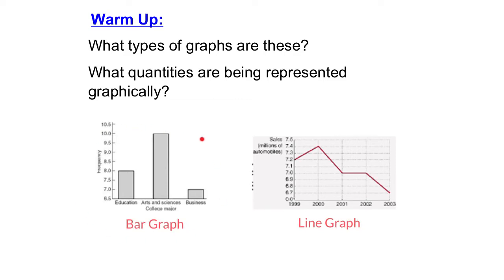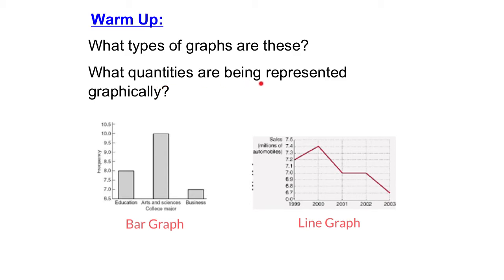So this is an example of a bar graph. Hopefully you got that one, and you didn't say histogram. This is a line graph. Now you might have said scatter plot, but a line graph has the line connecting the dots. So this is technically a line graph.